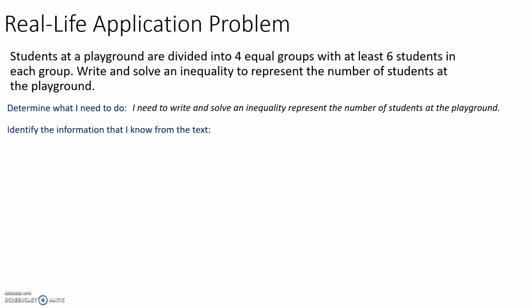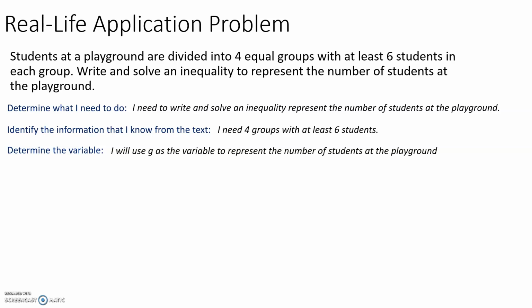So I know that there are groups. I've got 4 total groups. They're all equal, and each group has to have at least 6 students. And what I'm trying to figure out, my variable, is how many kids are at the playground in total. I'm going to use G as the variable to represent the number of students at the playground.